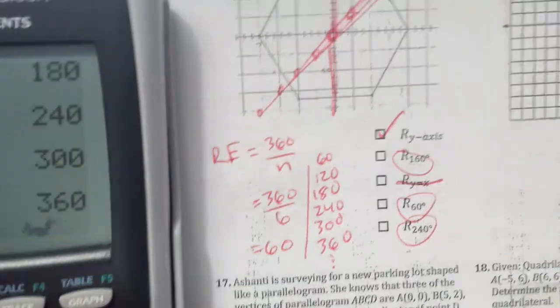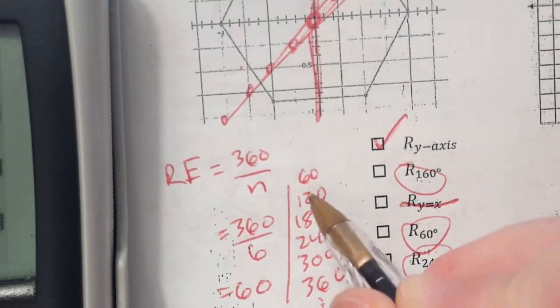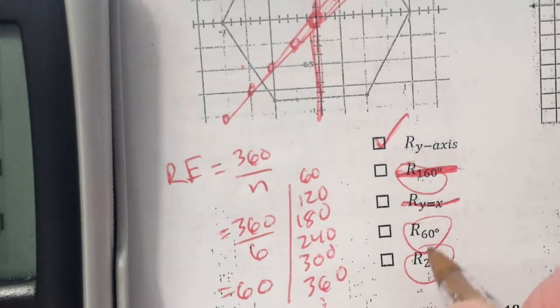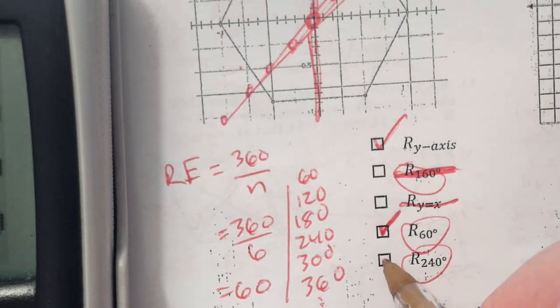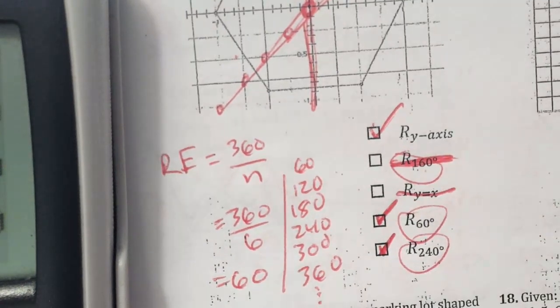Okay, so in that list, was 160 on that list? No, it was not, so that doesn't work. Was 60 on that list? Yes, it is. And is 240 on the list? Yes, it is. So those are the answers. All three of them that are possible are the answers.